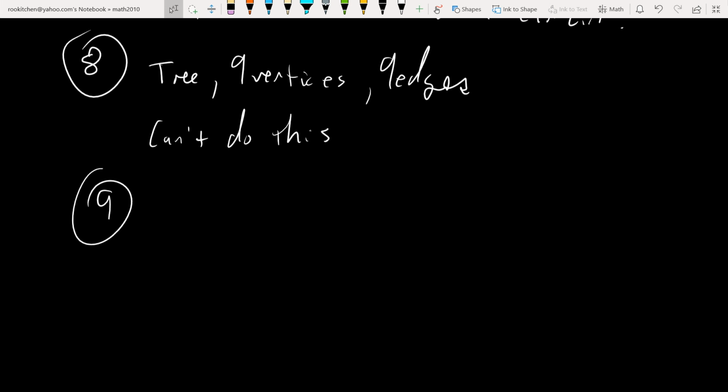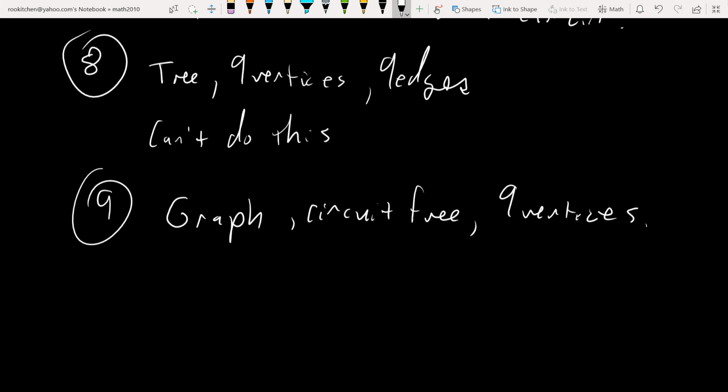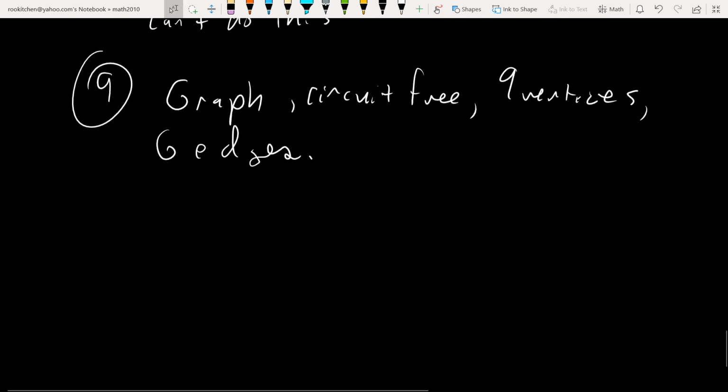Be a little careful. Sometimes they're not exactly asking for a tree. They want a graph. In number 9, they want a graph that's circuit free and has 9 vertices and 6 edges. If you tried to do a tree, you would be in trouble, because you would have to have 8 edges. But you could pull this off, because you can make a graph that's circuit free and disconnected. That will do the job.